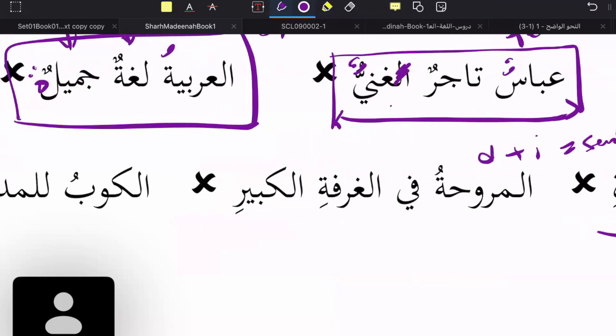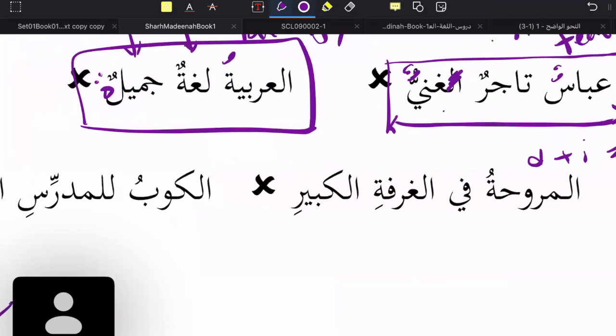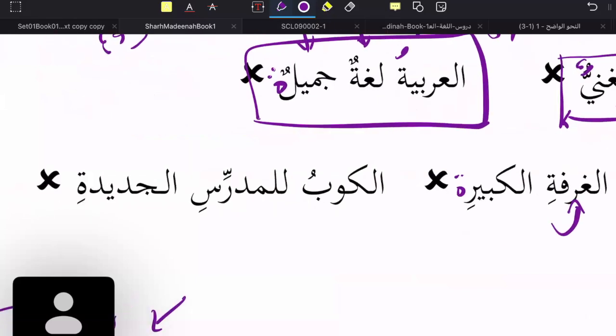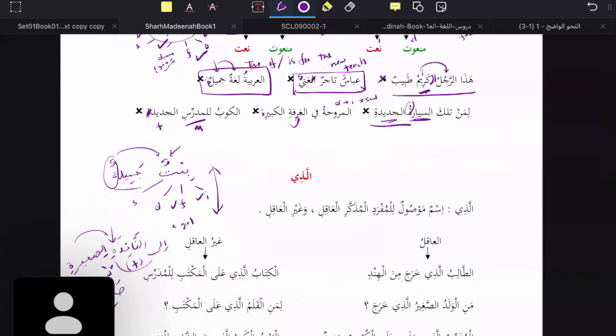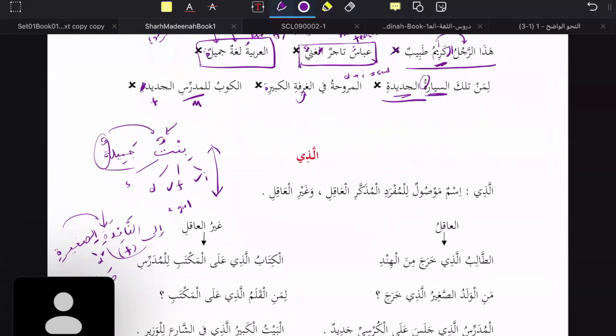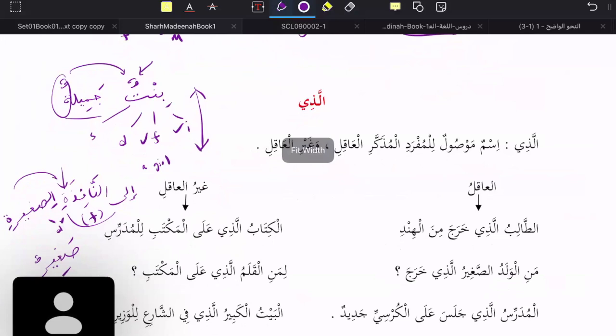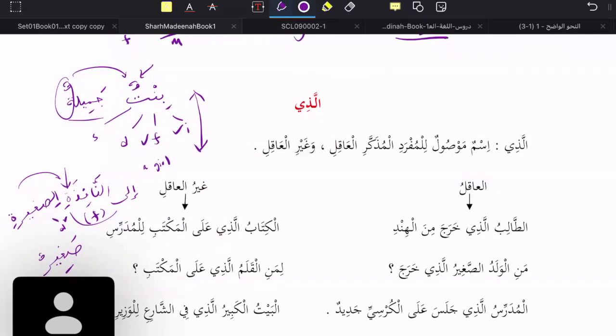So al-miruhatu fil ghurfati al-kabir. We need a ta marbuta. Ghurfa is feminine. Al-kub lil mudarrisi al-jadida. The mudarris is masculine. This is feminine. So this is not good. How do we fix it? We remove ta marbuta. Make sense? So these are your examples. I spent a lot of time here because honestly, this concept can be tricky, but once you figure this thing out, a lot of things become much easier.